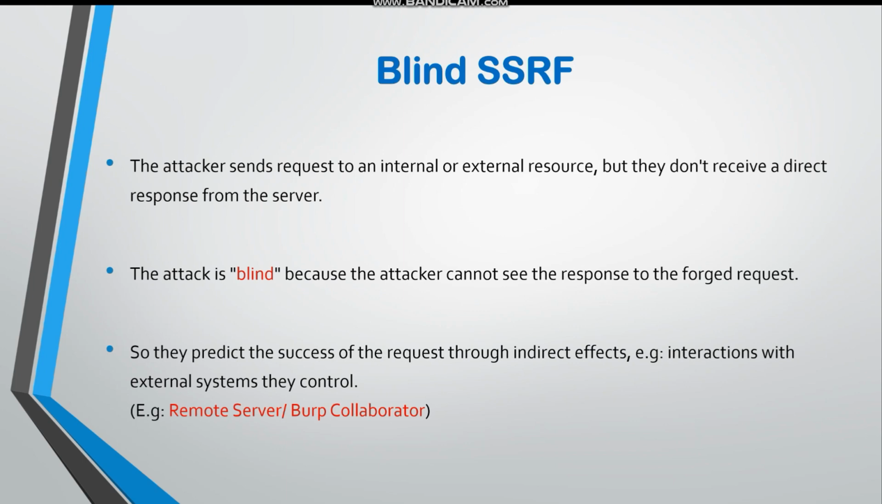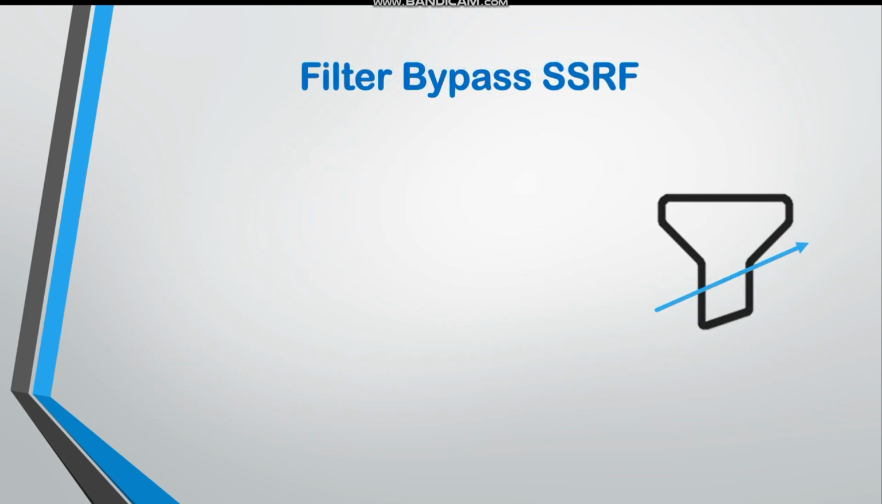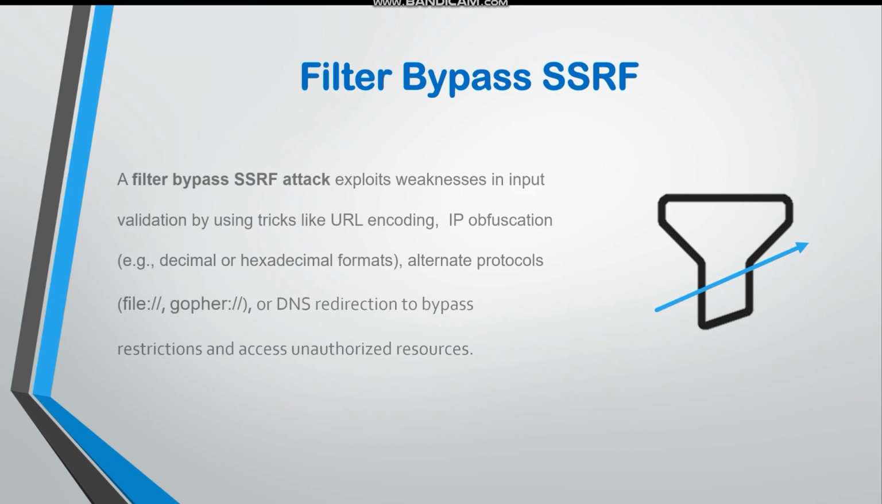Okay, so moving forward, we have the last one, that is filter bypass SSRF. You know, some web applications have some filtering measures. Those filtering measures filter the requests or some kinds of responses and the input values, and they filter those input values according to some rules and regulations, right? Which results in the failure of SSRF attacks and different types of attacks. Okay, but hackers and attackers have some tricks. Using those tricks, they can bypass those kinds of filters, right?